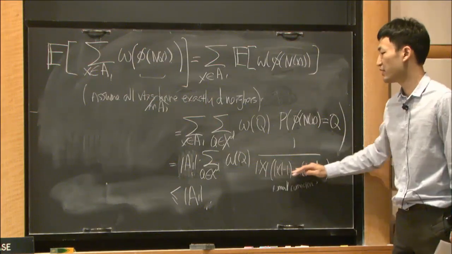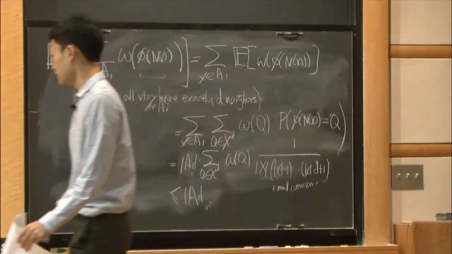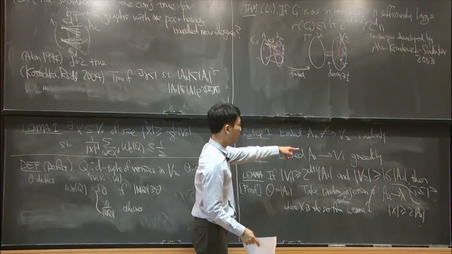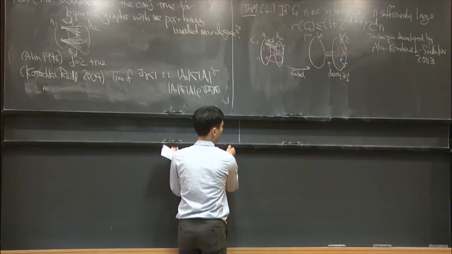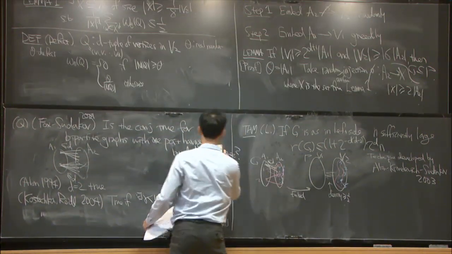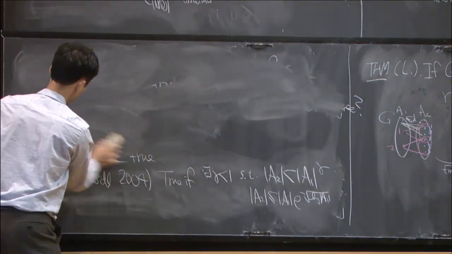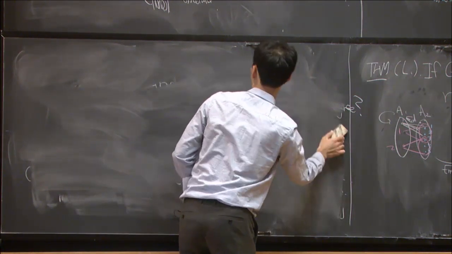Okay, I lose a little bit here, but I can make it up because I have 1/2 there. Okay, so we're almost there. So how does the greedy embedding work? Greedy embedding works as follows.